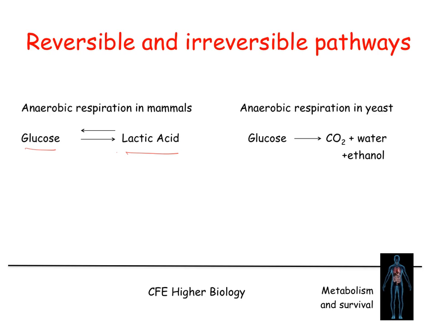But where you've got fermentation in yeast cells, the glucose gets broken down to pyruvate, and then the pyruvate will get broken down to carbon dioxide, water and ethanol. And because a carbon is lost from the process, this pathway is an irreversible pathway.